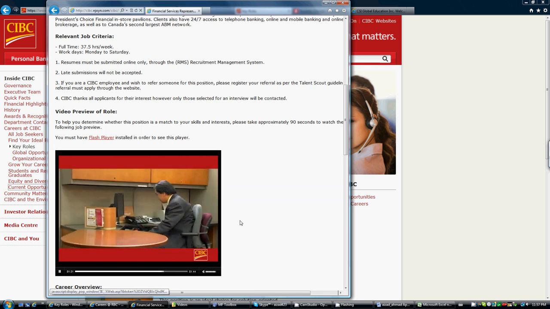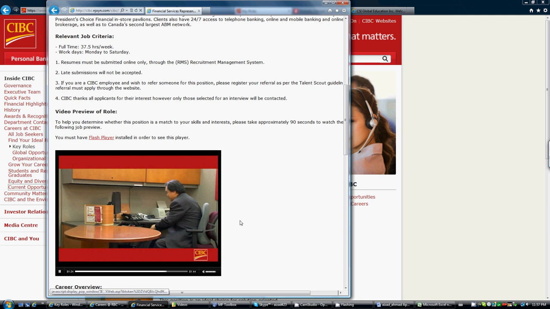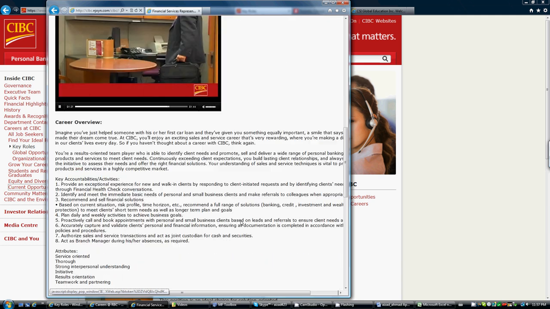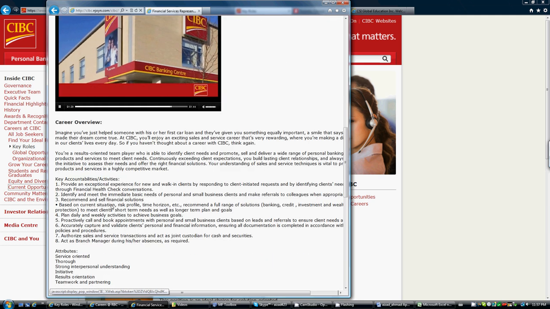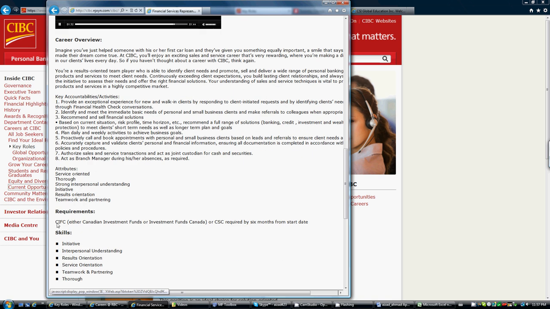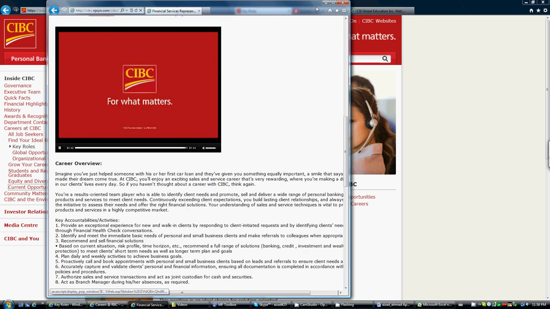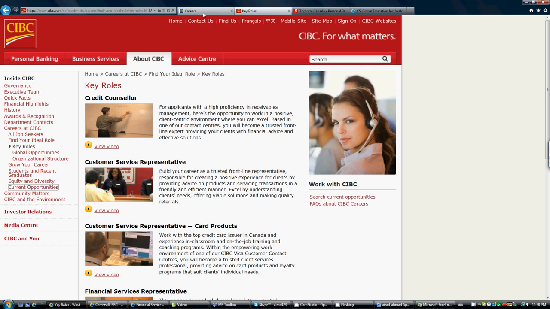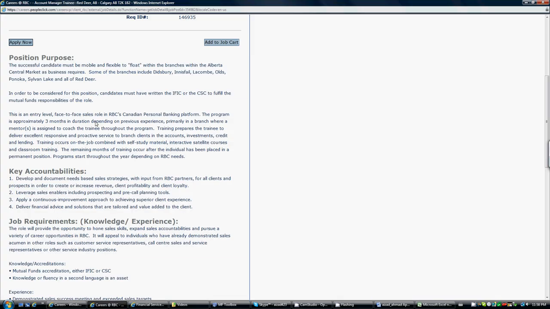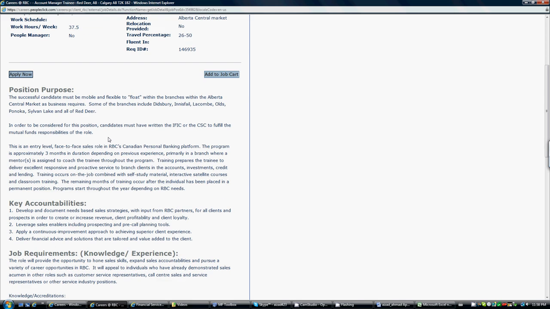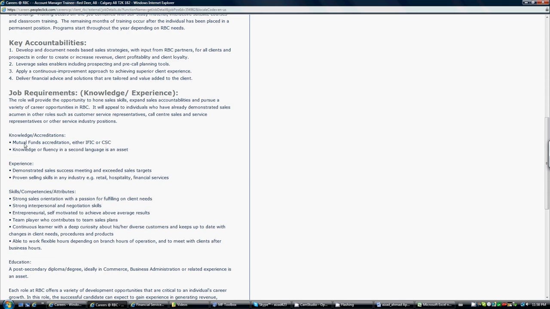A requirement is that you have to do the CIFC, that is the Canadian Investment Funds course, or the IFIC exam, or the CSC. That is a requirement of the job. This is not just at CIBC, it's the same with RBC, where they call them account managers. For this position you do need mutual fund accreditation, either IFIC or CSC. If you're fluent in a second language, it's really good. If you know other languages, like Chinese, Spanish, French, Hindi, Punjabi, Urdu, with all the different nationalities here, that is a positive point.